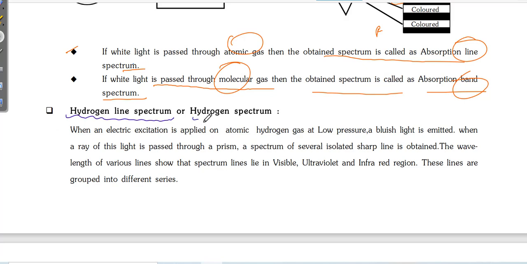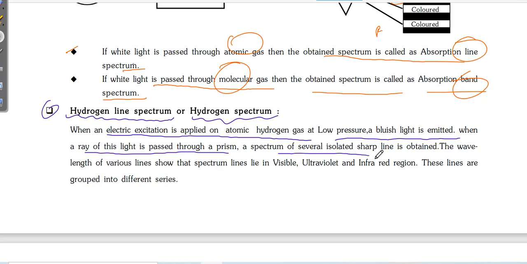Hydrogen line spectrum, or hydrogen spectrum. In the hydrogen spectrum, when an electric excitation is applied on atomic hydrogen gas at low pressure, bluish light is emitted. When a ray of this light is passed through a prism, a spectrum of several isolated sharp lines is obtained. The wavelengths of various lines show that the spectral lines lie in the visible, ultraviolet, and infrared regions. These lines are grouped into different series.